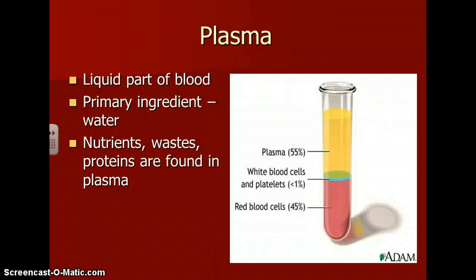And then the plasma is the liquid part of the blood. And the primary ingredient in plasma is water. And you can see a little chart over here. And plasma is made up of nutrients, wastes, and proteins along with water.